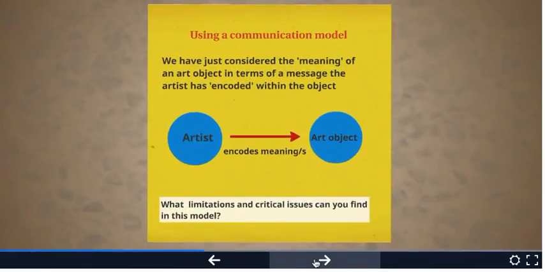We won't look at those. Now, when we think about communication, we've just mentioned the artist and the art object. A very simple model suggests that the artist encodes meanings into an art object. So that's the process of designing the object, what you want to communicate and convey. But there are limitations and critical issues with this model.